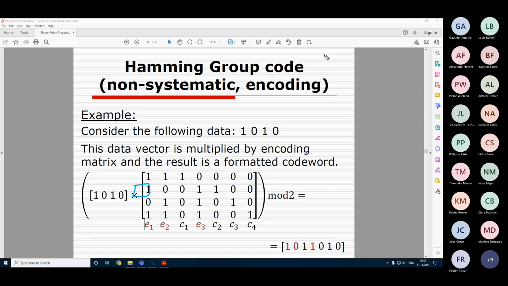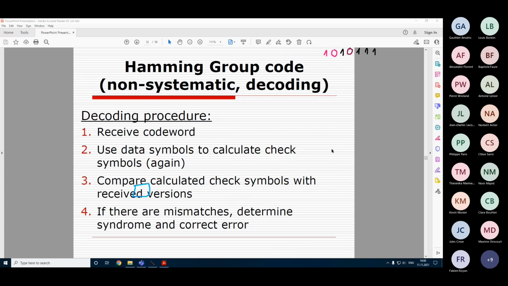So this is our E1, E2, E3. So this is C1, C2, C3, C4. And now we have an error in this position. And instead of 1, we have received 0. So this is the error, yes? What happens then?